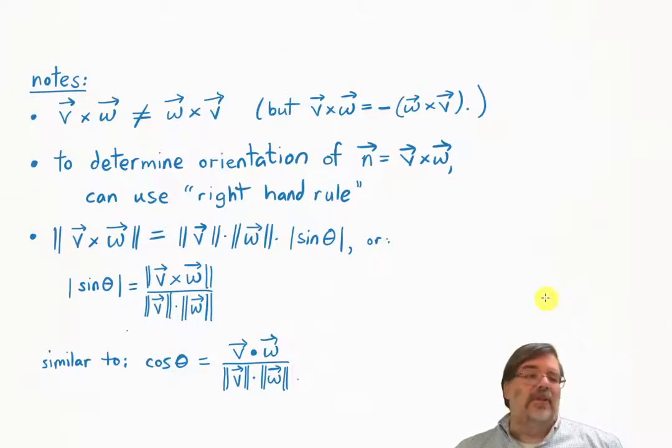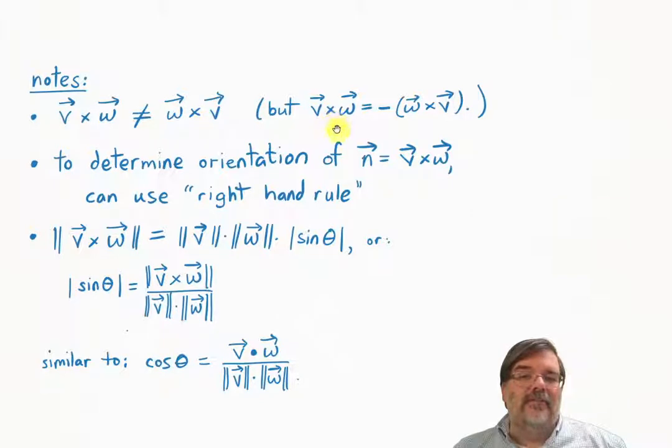Now, just a couple of notes, just for fun, about the cross product. Unlike the dot product, right, the cross product involves some subtraction. So the cross product is not a commutative operation. V cross W is not equal to W cross V. In both cases, you will get a perpendicular vector, but they will be different perpendicular vectors.